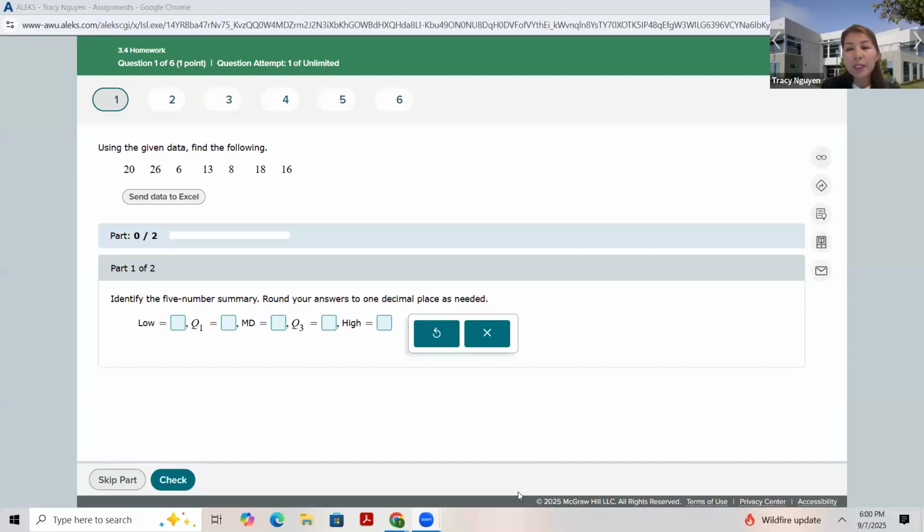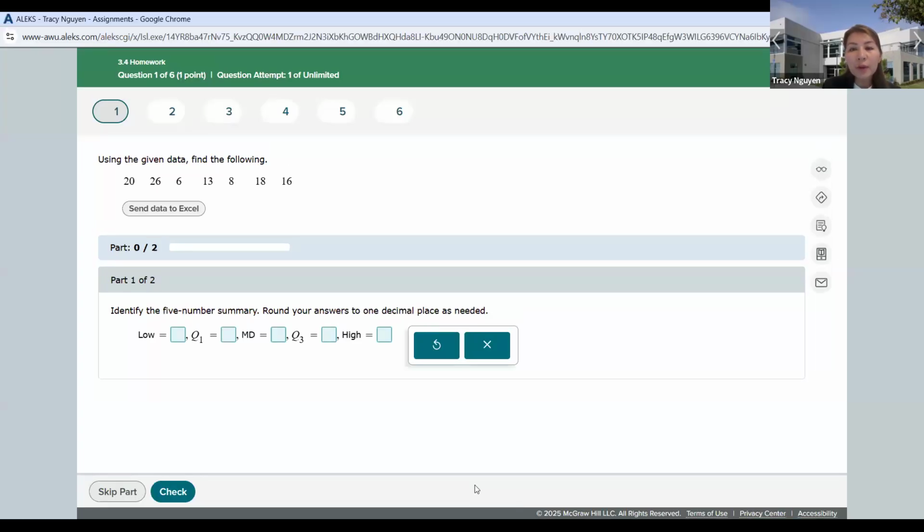For the first question of your homework assignment, what it's asking is for us to identify the 5-number summary, which we know exactly what to do. This is very, very similar to our assignment from example 1, which is we know how to find the 3 quartiles from section 3.3. And we look at the range data.